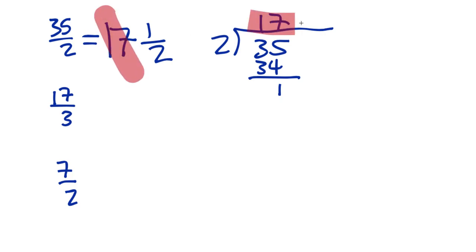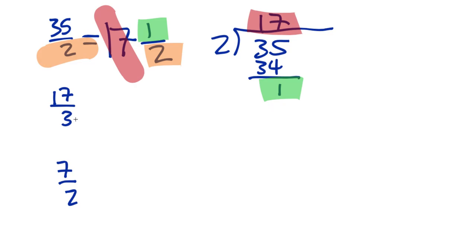So that 17, that was our original answer. The 1 as the remainder, that goes there. And then the original denominator, the 2, is still going to be our denominator there. So it's 17 and a half. Just want to color code everything to make things clear for you. We'll do a couple more examples to clarify further.